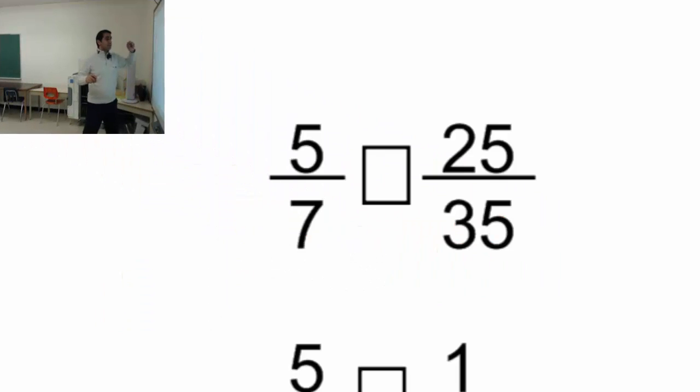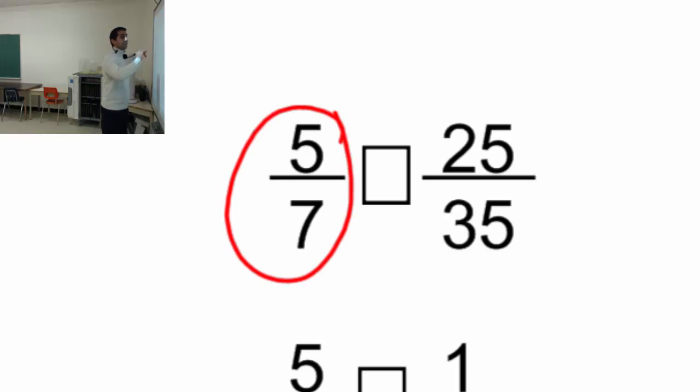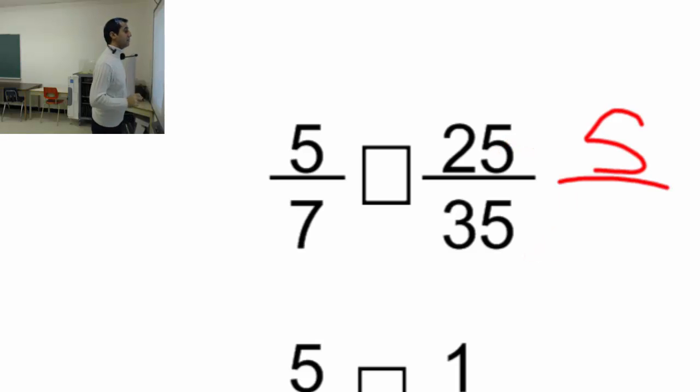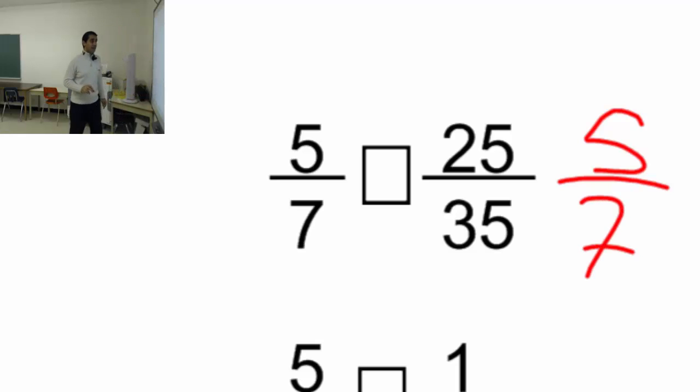Let's just keep going. Over here, I have 5 divided by 7. You can't put this in a simpler way. That's the lowest term already. 5 divided by 7. But let's just work on the other one. So I can divide both numbers by 5. Let's do that. 25 divided by 5 will give you 5. And 35 divided by 5 will give you 7. And voila! 5 divided by 7 equals 5 divided by 7.